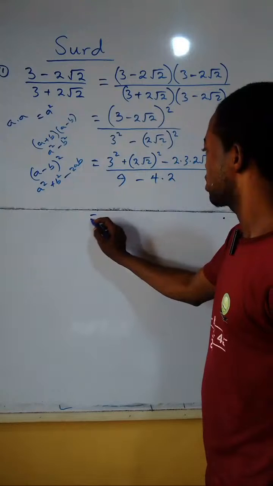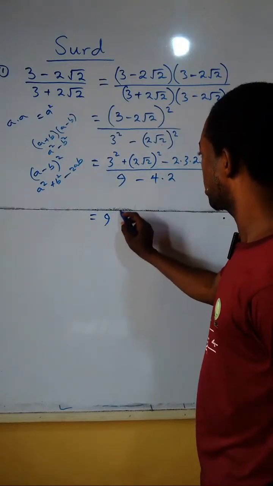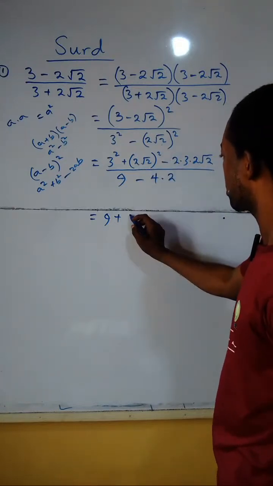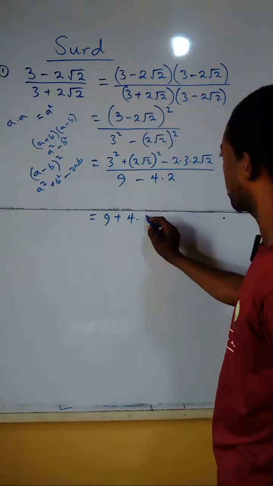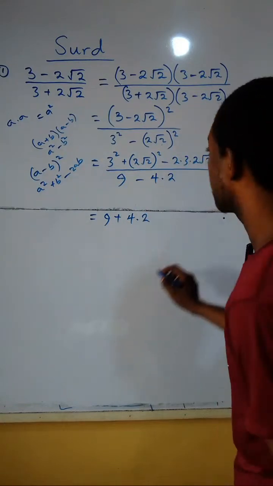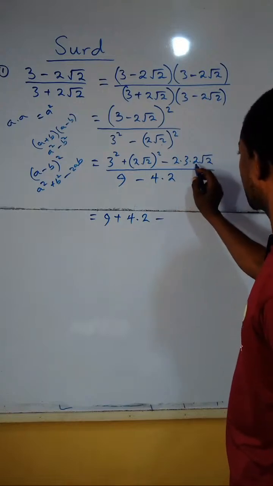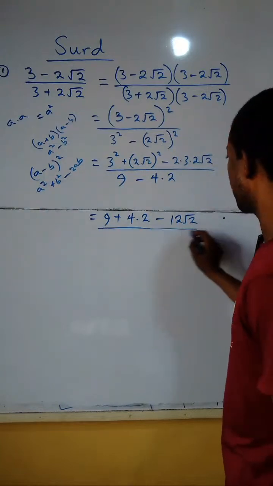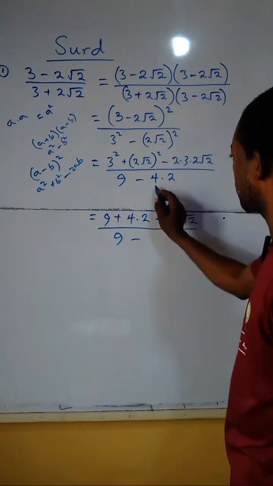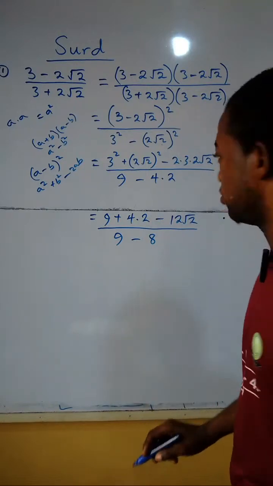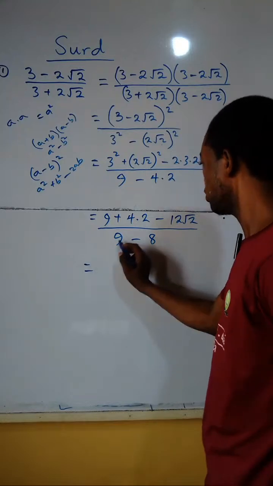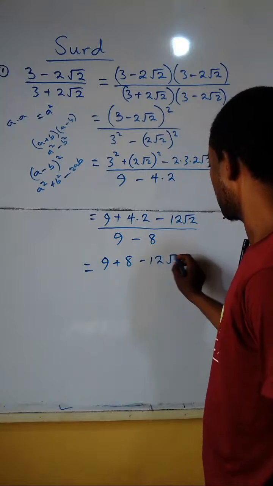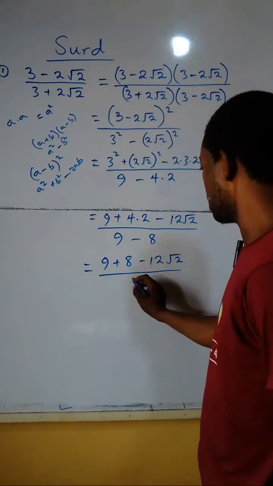And here, this is the same thing as 3 squared, also we have 9, then plus. The square also affects these two terms, that is 2 squared, that's 4, then times root 2 squared, that's also 2 there, then minus 2 times 3 times 2, 2 times 3, 6 times 2, 12, that's minus 12 root 2, which is divided by 9 minus 4 times 2, that's 8. Then here, also we have 9 plus 4 times 2, that's 8, then minus 12 root 2 here, then over 9 minus 8, that's 1.